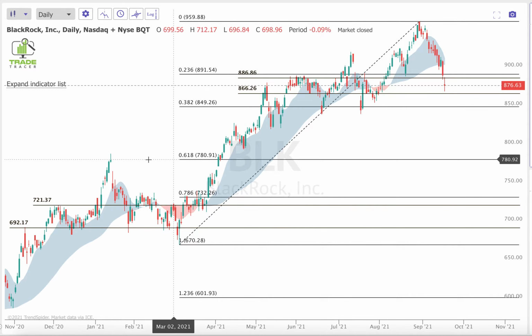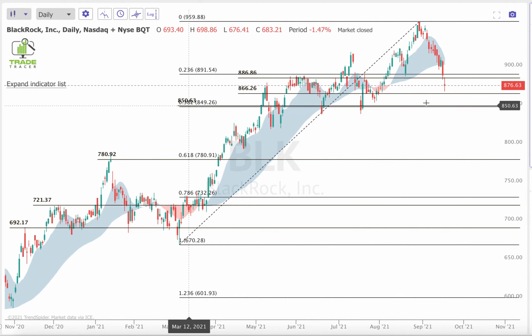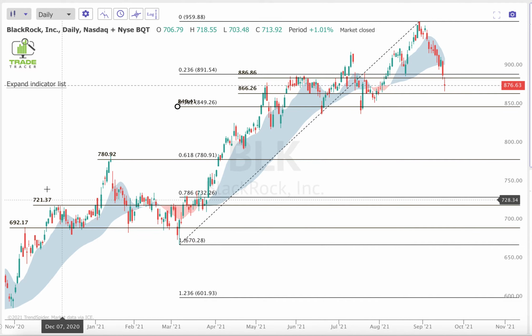This 618 would likely be a level of interest, which nicely coincides with this 780, which happened to be a previous top. This 382 nicely coincides with some very important levels that the price has rebounded and gotten rejected from. And then this 786, this 732 is close enough to the 721 that I probably wouldn't put that in there unless I was trying to get really granular. But just for the purpose of this exercise, we'll draw it in.